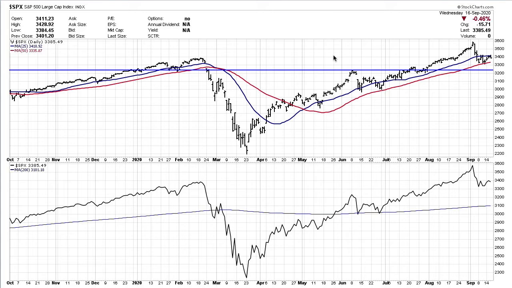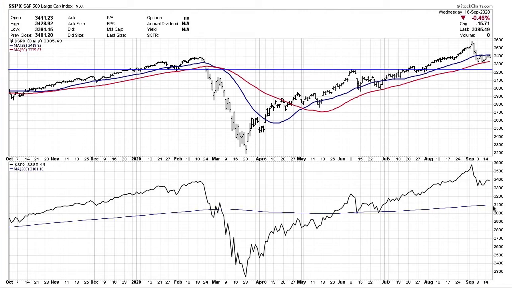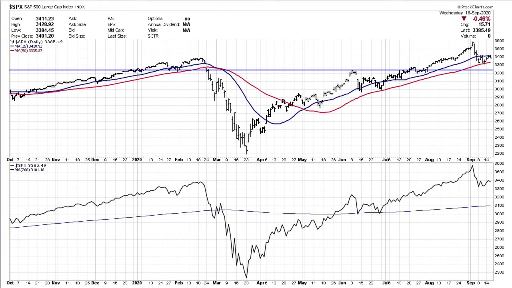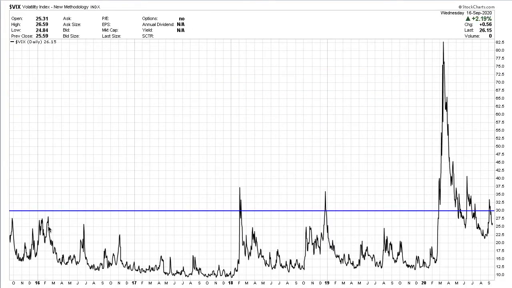Now, on these indicators here, this is the S&P 500 on a daily basis, comparing it to the 25-day and the 50-day moving average. Again, you can see the decline, starting to consolidate. Very important that we continue to hold above that 50-day moving average. As you can see down here on the 200-day moving average, no problem. We're still in a bull market as far as that indicator is concerned.